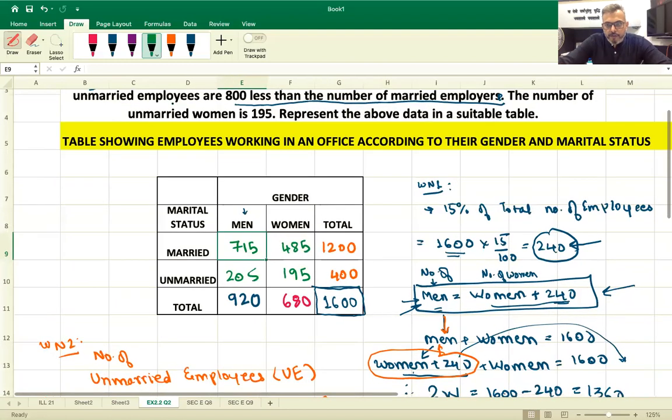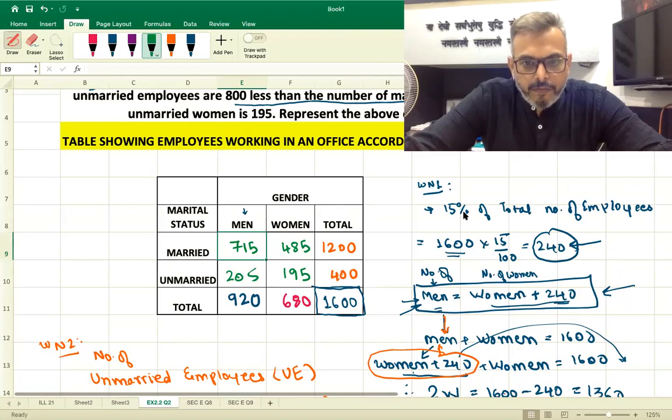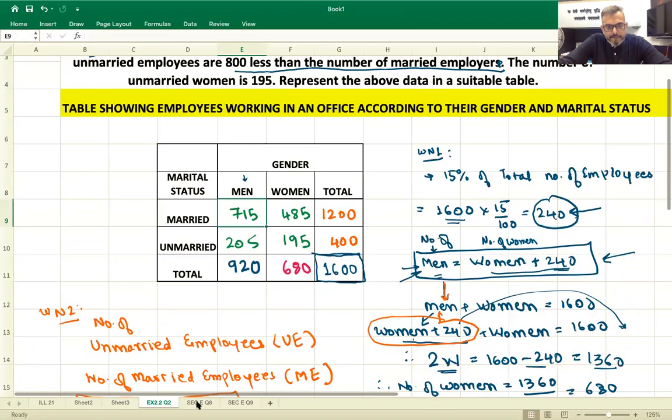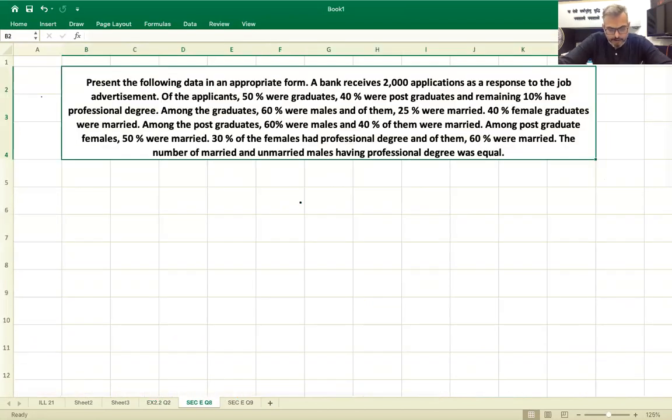All of you understood the working? All of you have done the sum? Should I proceed now? Okay. Now you come to section E. Page number 63. Section E, page number 63, question number 8.